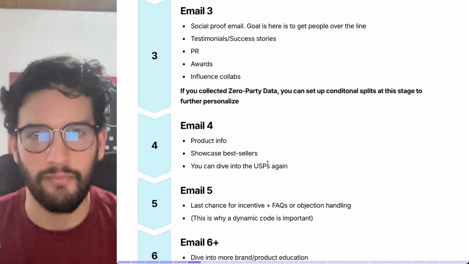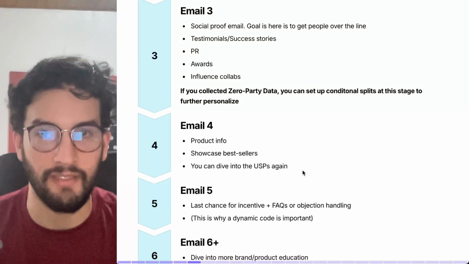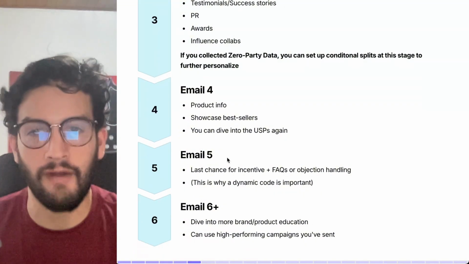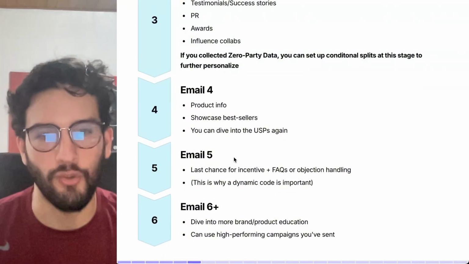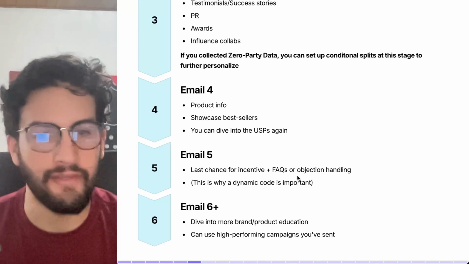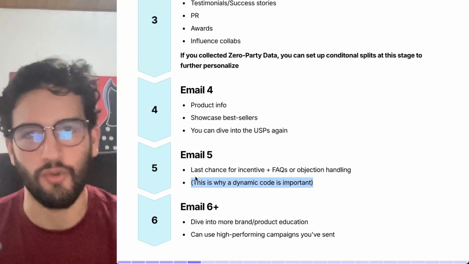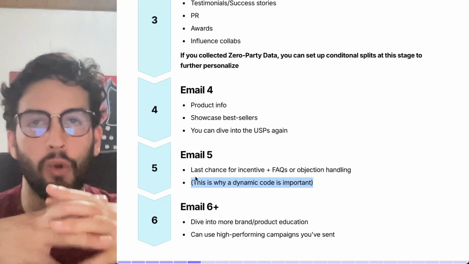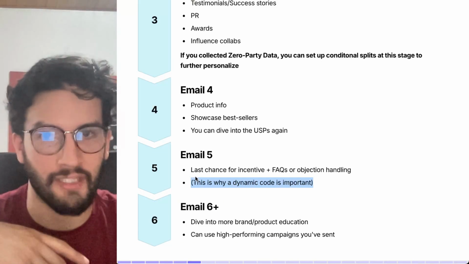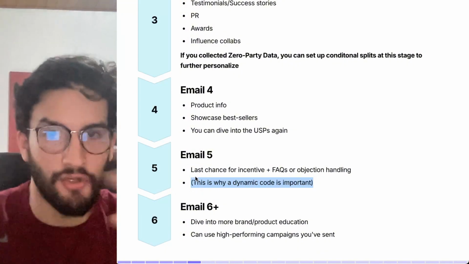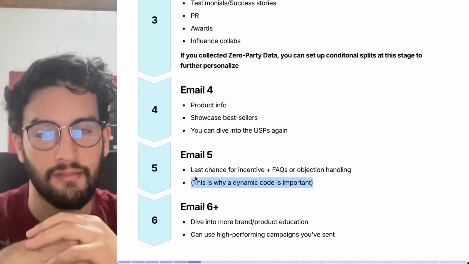You can showcase your best sellers. You can dive into the USPs, again, very important. Email number 5, this is when you can have some urgency, last chance for incentive plus FAQs or objection handling. And this is why a dynamic code is so important, because if your code is welcome 15, people know it's not going to expire. So the urgency is not as powerful, right?